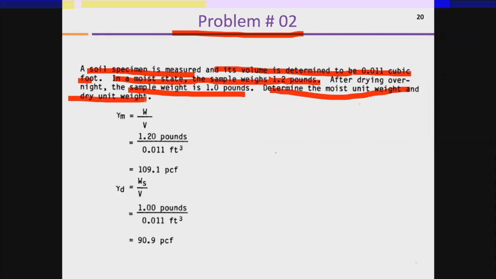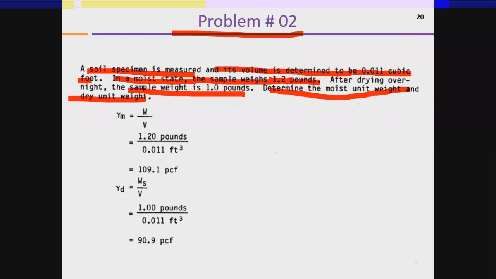Okay, guys. When I was discussing the moist unit weight and the dry unit weight of the soil system, I added that whenever you find the moist unit weight, you will be using the total weight of the soil system, which includes the weight of water, the weight of air, and the weight of soil solids. So that will be the weight of the soil in the moist state.